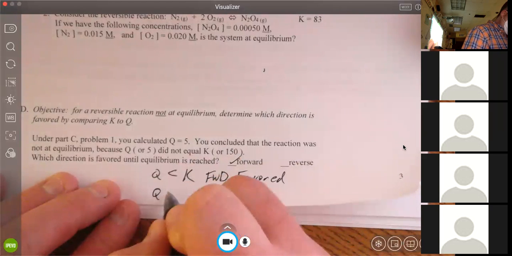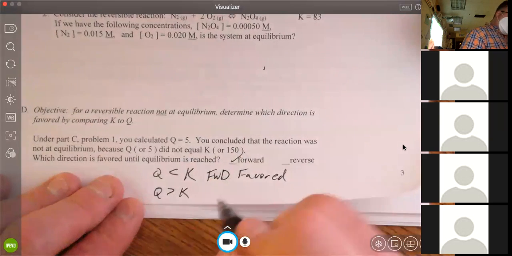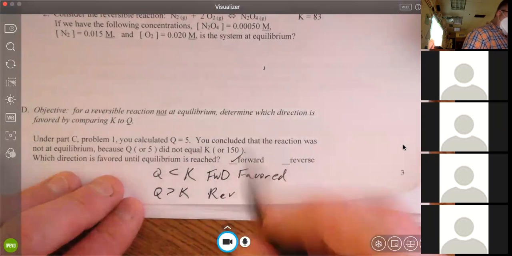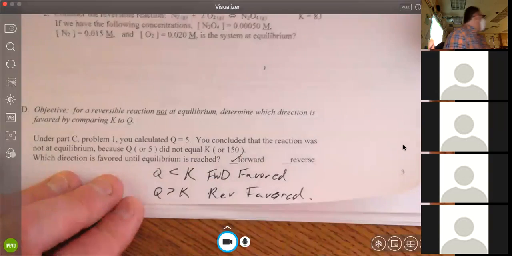What if Q is greater than K? That means we have too much product. What do we have to do? We have to make more reactant. And in reality, when we make more reactant, what do we use up? We use up product when we make reactant, right?